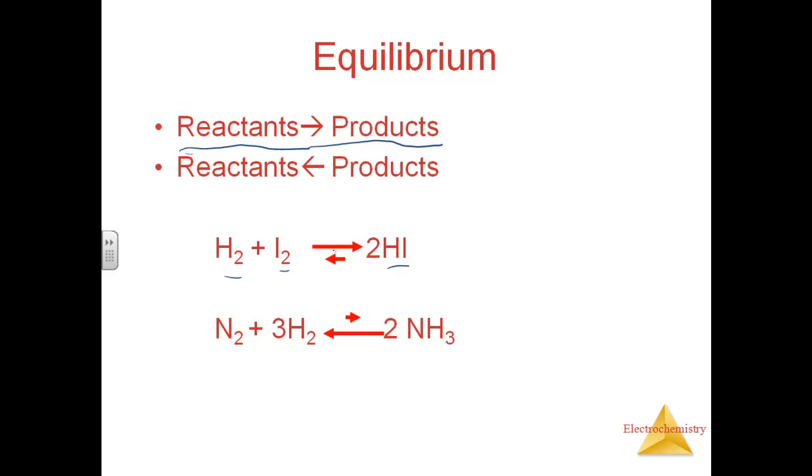You might have other reactions. For instance, this is a famous reaction. It's called the Haber process for making ammonia, where you have nitrogen gas and hydrogen gas that make ammonia gas. And this reaction favors the reactants. So you have more product turning into reactants than you have reactants turning into products.